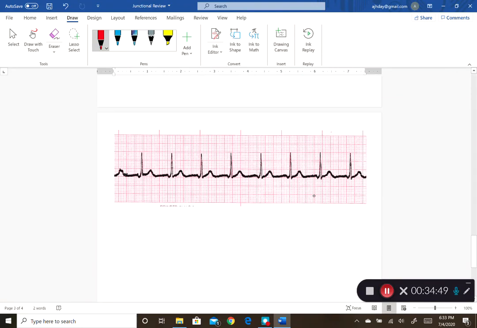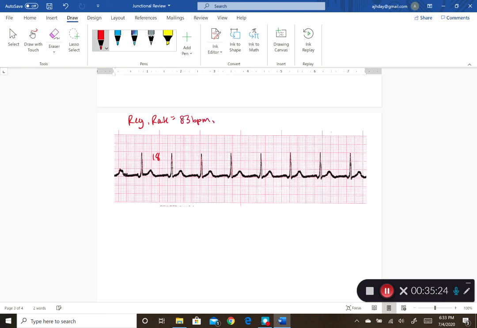All right, last rhythm that we have here. So first of all, regular or irregular. Well, it does appear to be regular. Next, we need to figure out our rate. So I don't really have any complexes that end right on a line, so I'll just go with the first one here. I got 5, 10, 15, 16, 17, 18, about 18 blocks in between. So 1500 divided by 18 gives me 83 beats per minute.